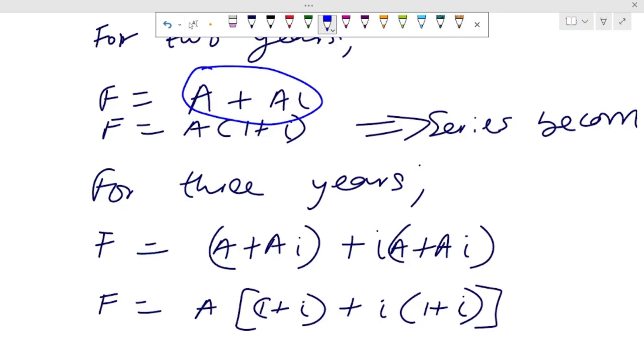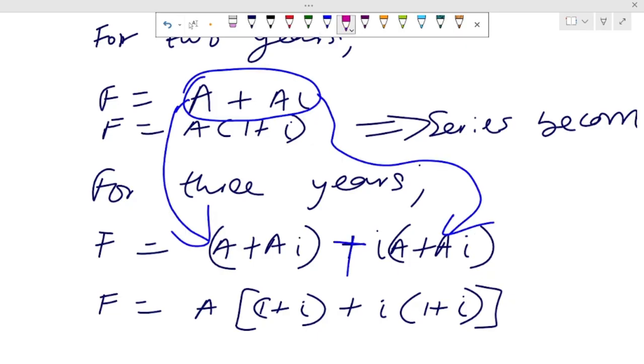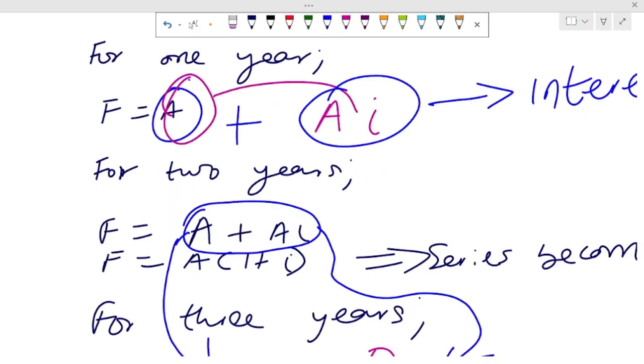Plus this same thing. Look at it here. This same thing multiplied by what? Multiplied by I, which is the interest rate. Just like we did in this one, where we said this is here, plus this multiplied by I, just like what we did. And so that's the same thing happening again. I believe we are following.